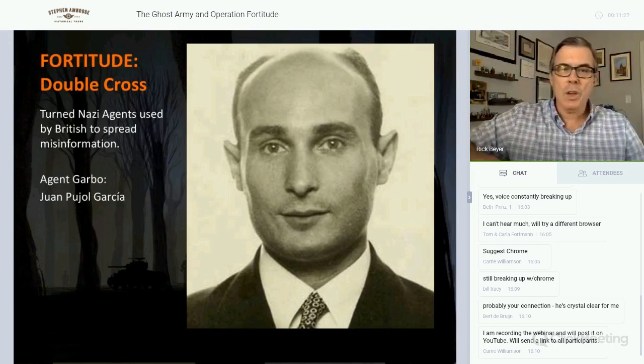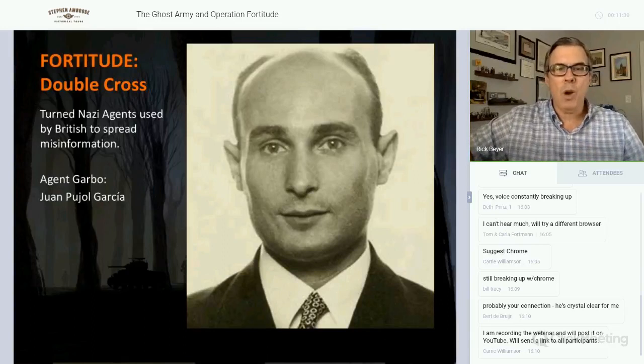And probably the best known of the double-cross spies was Agent Garbo, Juan Pujol Garcia. And he actually approached Britain. He was Spanish. He approached Britain in 1940 about working for their intelligence agency, and he was rejected. So he ends up going to work for the Germans, who sent him to England as a spy, and there he contacts British intelligence again and convinces them that he can be their double agent. And Garbo was amazing. He actually created a network of 24 fictitious agents. So the Germans thought that he controlled this vast spy network in England. It was all imaginary.